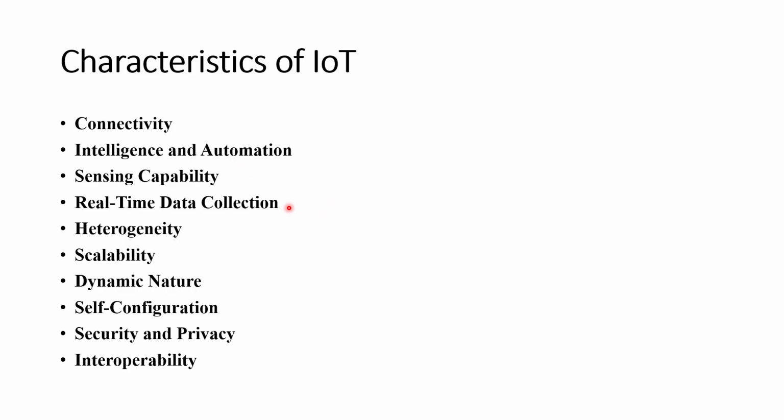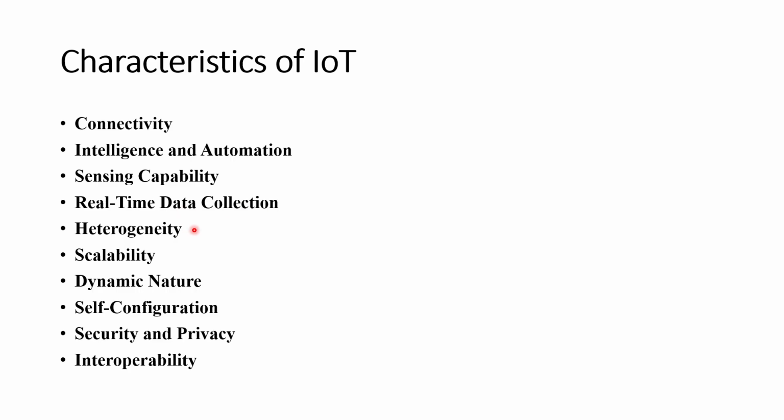Next one is real-time data collection. IoT continuously gathers and processes live data that helps immediate monitoring and quick decision making. Example, real-time health monitoring system, etc. In a real-time health monitoring system, live data are monitored and immediate action is taken whenever it is necessary.